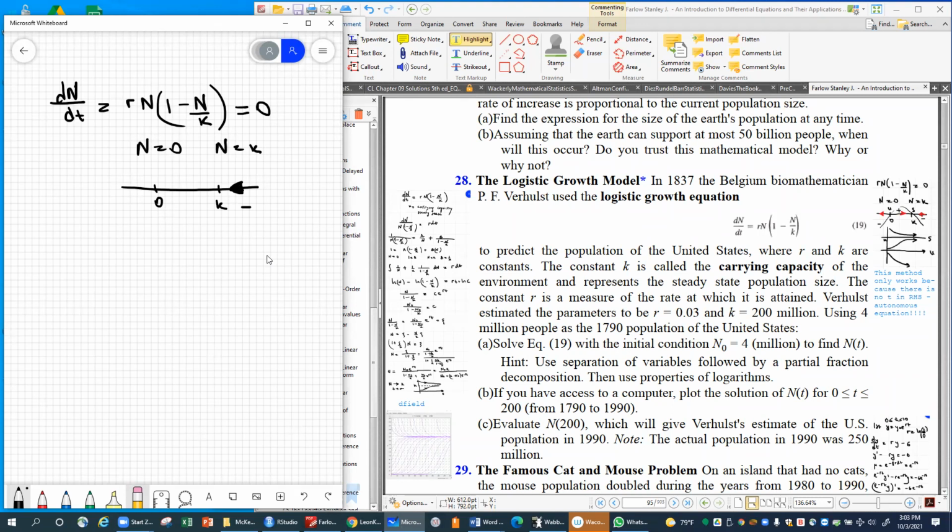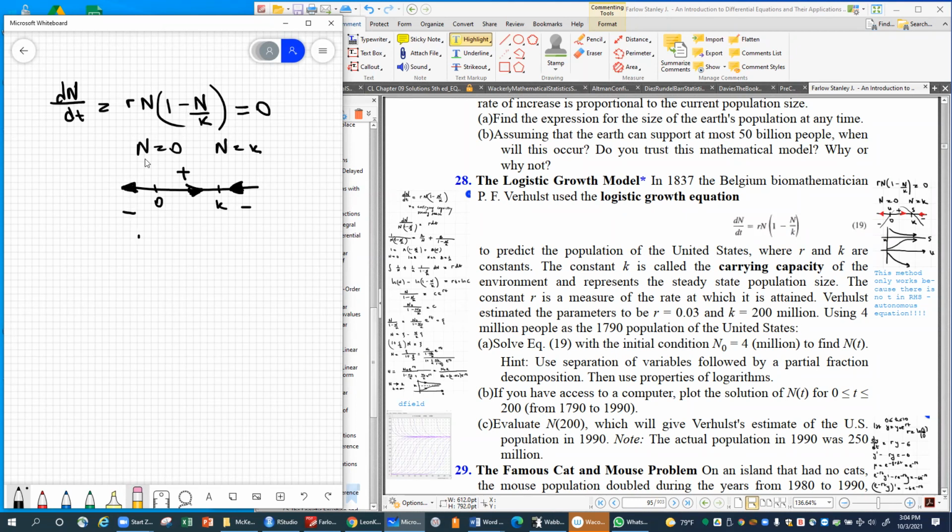Then between 0 and k, like k over 2, 1 minus a half is positive, so you have a plus, and therefore it's going right. And for negative n, although this is not practical for a population, let's do it as well. If n is negative, and 1 minus negative is positive, so that's negative again. So it's decaying solutions, negative derivative.